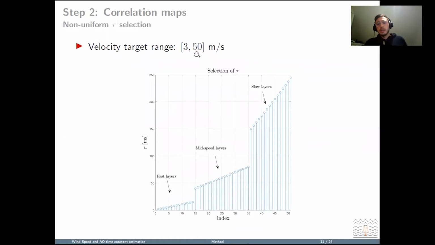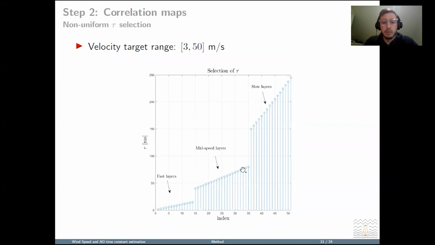And in order to detect fast and slow layers, we need to select different taus. So here it is shown a non-uniform tau selection, and the aim is to detect layers from 3 to 50 meters per second. So first we analyze the fast layers here using a small tau.